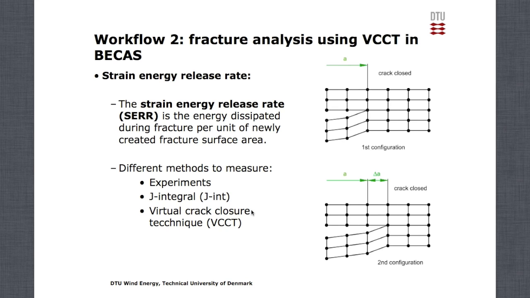Strain energy release rate, in this case, is defined as explained here: the energy dissipated during fracture per unit of newly created fracture surface area. This is the standard textbook definition. There are many different ways of determining the strain energy release rate. You can do it through experiments. A very common way is also the J integral, or the virtual crack closure technique, which we will use here, and which essentially, using a finite element mesh, based on the nodal forces at the crack tip and the displacements of the elements in front of it, allows us to determine the strain energy release rate.